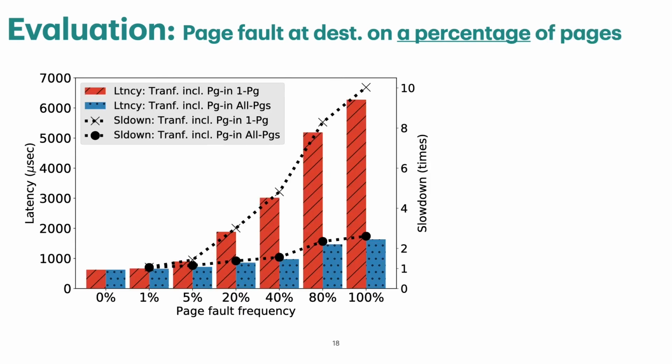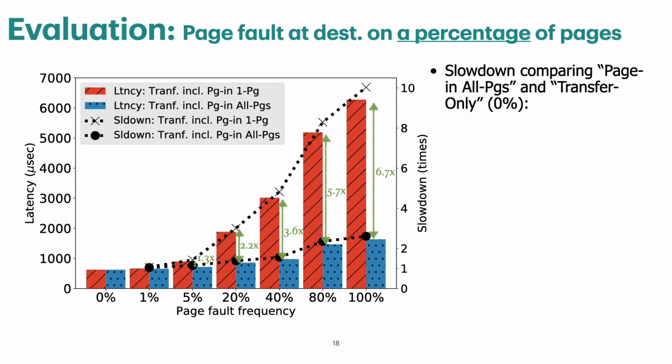Here we see the page fault at destination on a percentage of pages. So with the bars we see the latency, and with the lines we see the slowdown. For this particular figure, we have evaluated only 2 approaches, the page in one page and the page in all pages. Here we see the latency in microseconds, and here the slowdown in times. And the x-axis has the page fault frequency, where 0% means no page fault during the RDMA transfer. So what we notice here is that in all cases from 5% to 100%, paging in all pages is actually better in latency compared to paging one page.